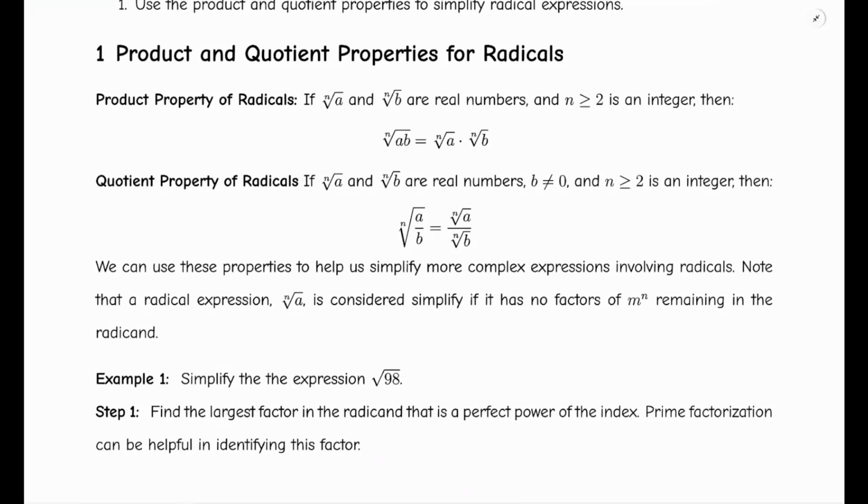We can use these properties to help us simplify more complex expressions involving radicals. Note that a radical expression, the nth root of a, is considered simplified if it has no factors of m to the nth remaining in the radicand.